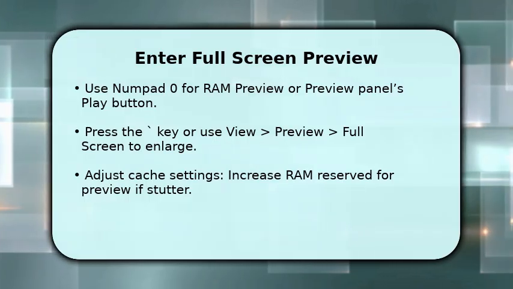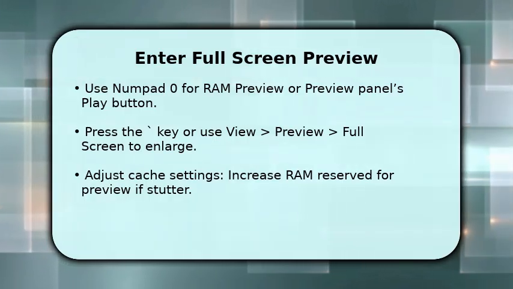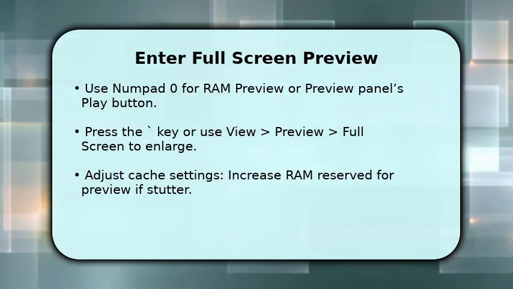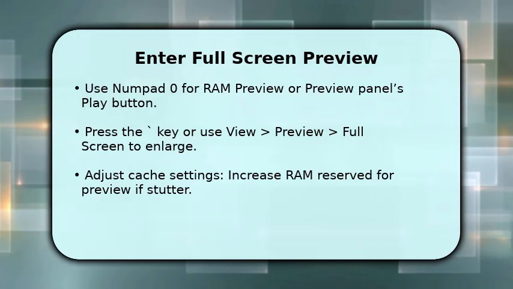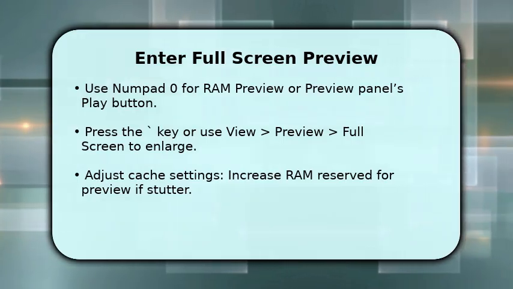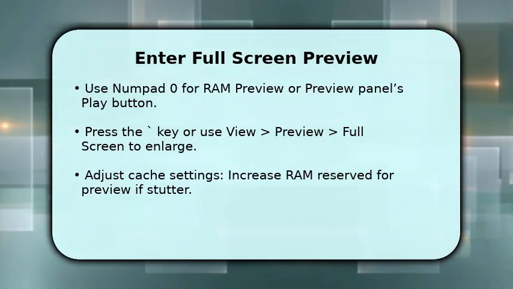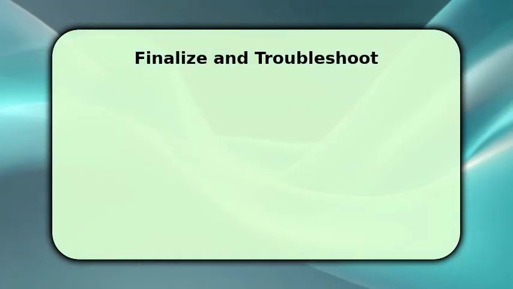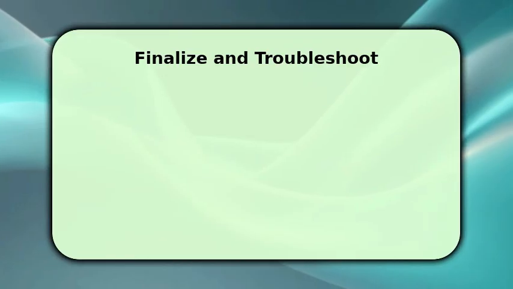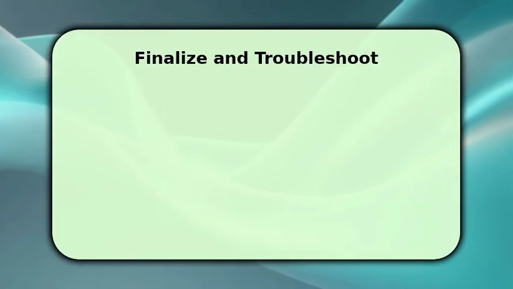If playback stutters, pause, open Preferences Memory and Performance, and allocate more RAM to After Effects before previewing again to let it cache more frames successfully. Finish by evaluating your composition in full screen and identify any issues. Press Escape or the grave/backtick key to exit full screen when done.